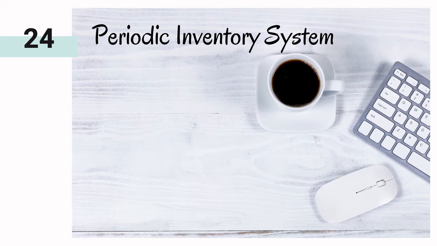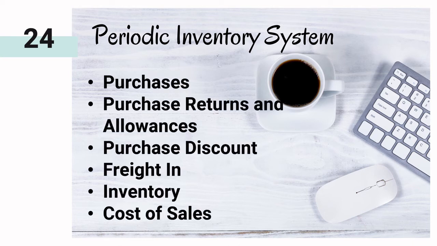Ito yung mga account titles na ginagamit sa periodic inventory system. Una, purchases. This is used to report acquisitions of merchandise for sale. Next, purchase returns and allowances. Ito naman is a contra-purchase account that reports the cost of goods returned to suppliers. Purchase discount, a contra-purchase account that reports the amount of discount taken by the company. Freight-in naman refers to shipping cost necessary to bring inventory purchased from the seller to the premises of the company.